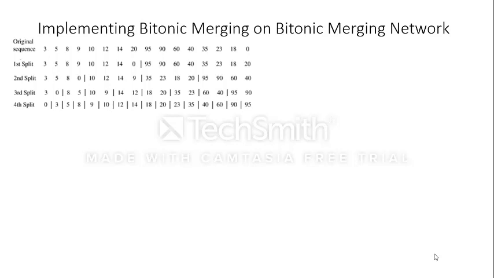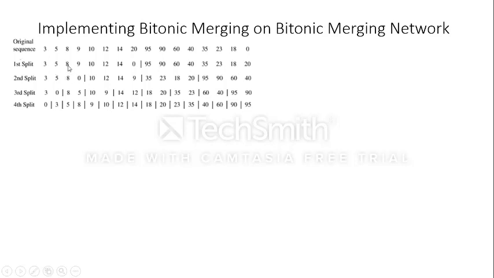Now in this Bitonic sequence, we started comparing the values. We divided the input into two equal halves, and we compare the first element of the first half with the first element of the second half. For example, 3 is compared with 95, then 5 is compared with 90, and so on. In this way, we were able to divide the input into two parts, each having 8 elements.